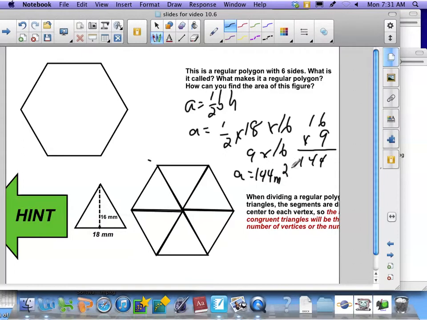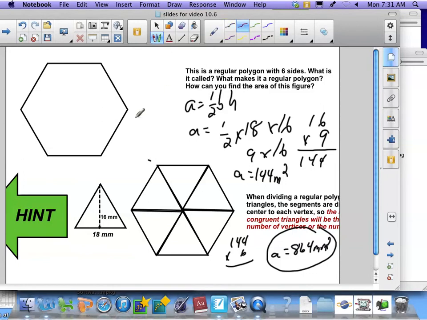Okay, and now it's a hexagon. It's a regular hexagon, so if the area of the triangle is 144 millimeters square, we have to do 144 times 6 to get the area of the hexagon, and the area is going to be 864 millimeters square. Okay, so a couple things.